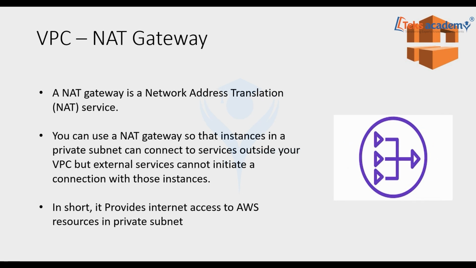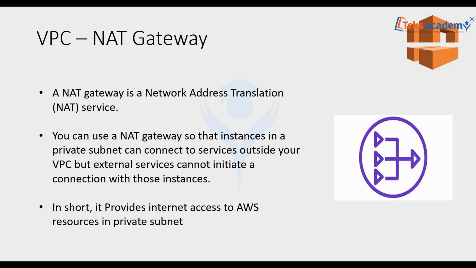Now, next is the NAT gateway. NAT gateway is Network Address Translation Gateway. It is going to translate the network address. Like I said earlier, we can have a public subnet which is redirected to the internet gateway to get internet access, but the private subnet will not be redirected to the internet gateway, so it will not have access to the internet. The resources launched within the private subnet do not have access to the internet.